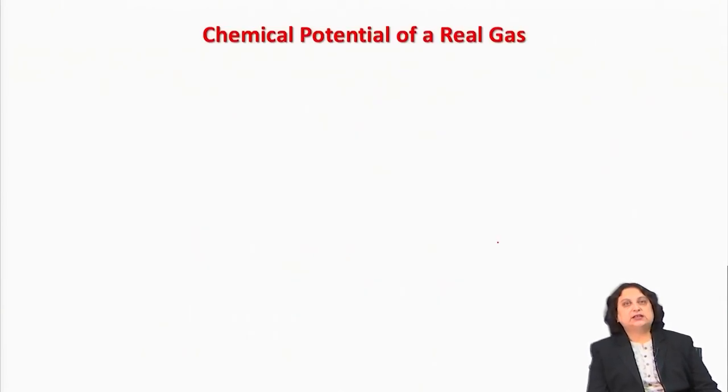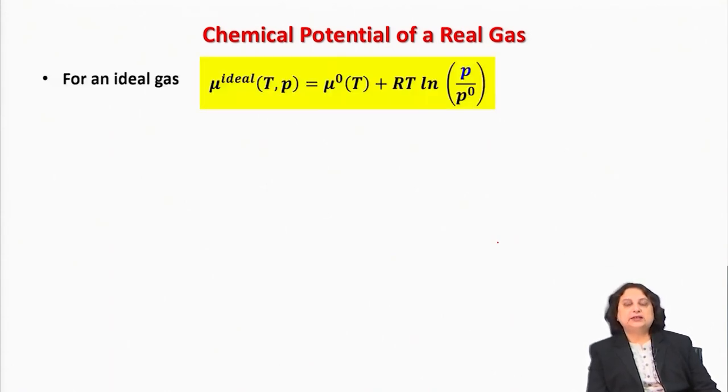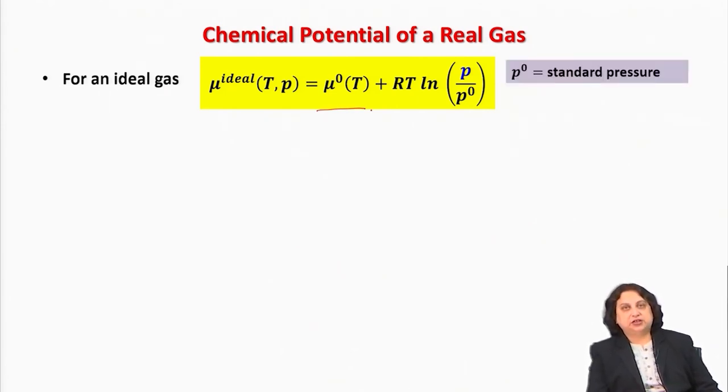Now, let us first start by discussing the chemical potential of a real gas. For an ideal gas, we already know how to write down its chemical potential at a temperature T and pressure P, where you have mu naught at T, the chemical potential of the ideal gas at standard pressure at a temperature T, plus an additional contribution that depends on the ratio P by P naught.